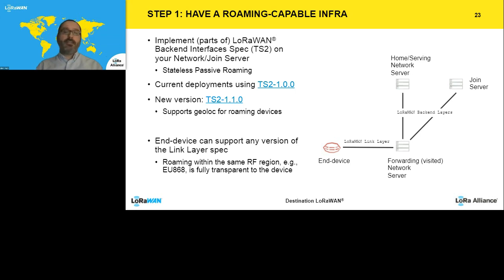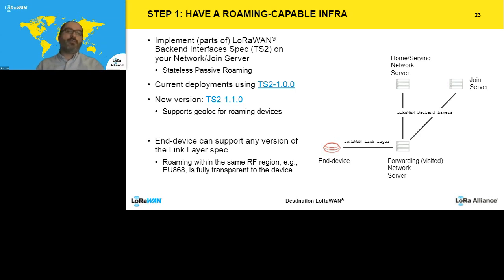Like I said, the roaming is totally transparent to the end device. It just sends uplinks as usual and consumes downlink as usual. As such, it's not really a part of the roaming procedure that happens among the network infrastructure elements like the visited network server, home network server, and the join server. And as long as the end device is operating under the same RF region, like say EU 868, there's really nothing the device needs to do.